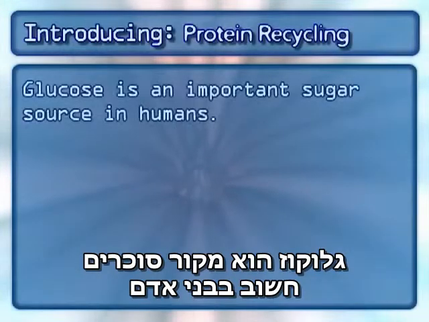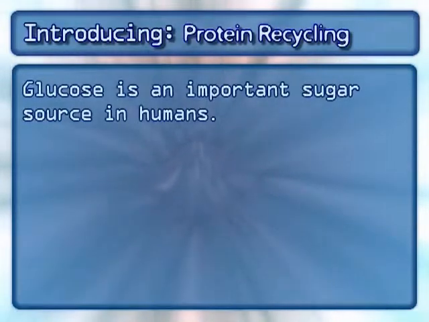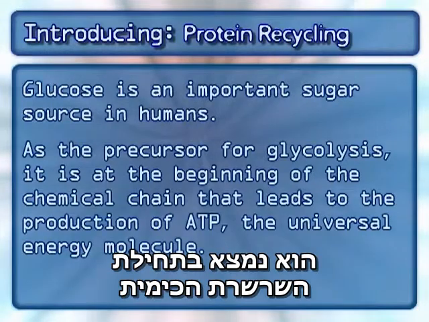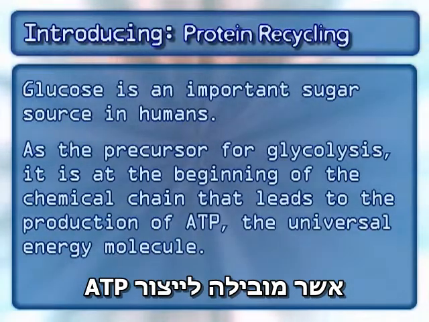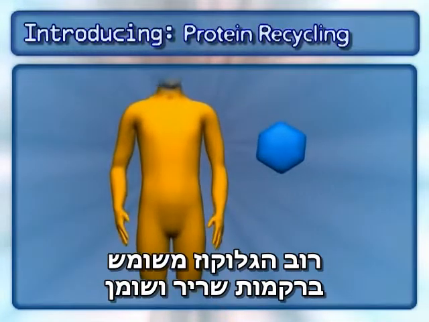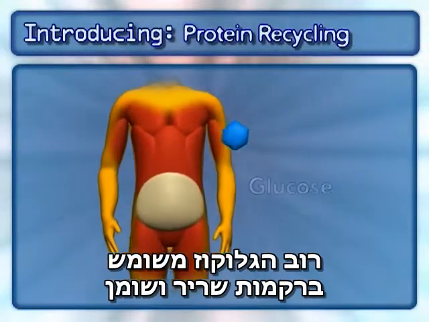Glucose is an important sugar source in humans. As the precursor for glycolysis, it is at the beginning of the chemical chain that leads to the production of ATP, the universal energy molecule. In humans, most of the glucose is utilized in muscle and fat tissues.